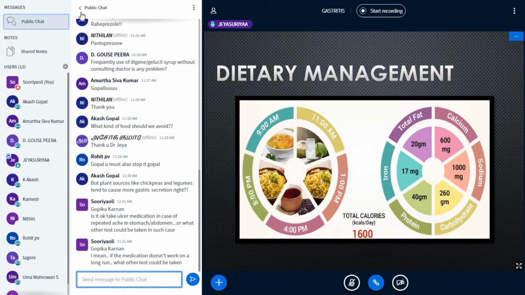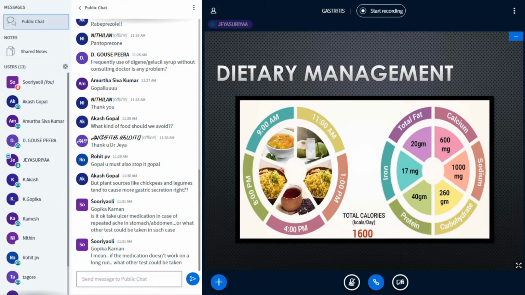Yeah, happy morning, Miss Gopika. Is it okay to take ulcer medication in case of repeated ache in the stomach or abdomen, or what other tests could be taken in such a case? Yeah, I mentioned in my presentation the barium meal in case of chronic gastritis, which depends upon the doctor's ideas and the state of your body. The doctor can use an endoscope to find the level of the injury. On the other hand, he can use the barium meal, and so on. And you can't be repeatedly taking medications without a doctor's prescription. Thank you.